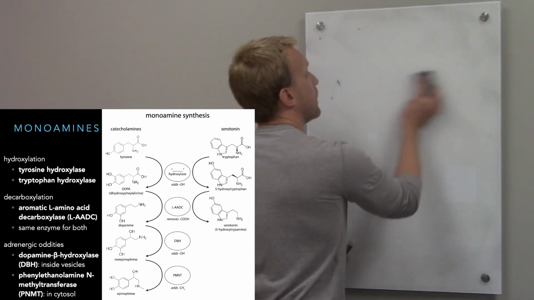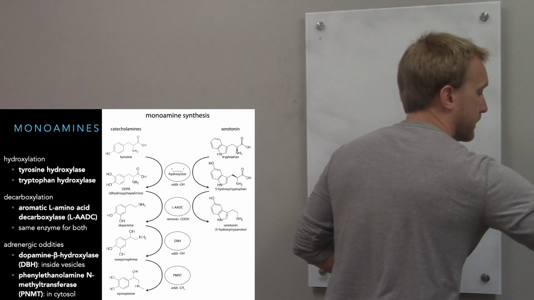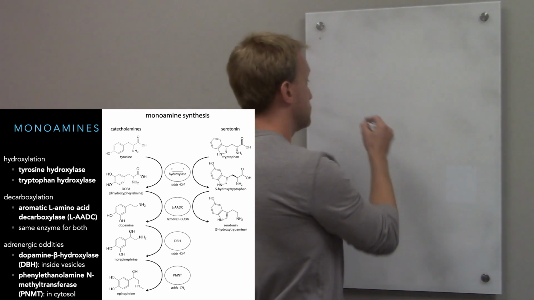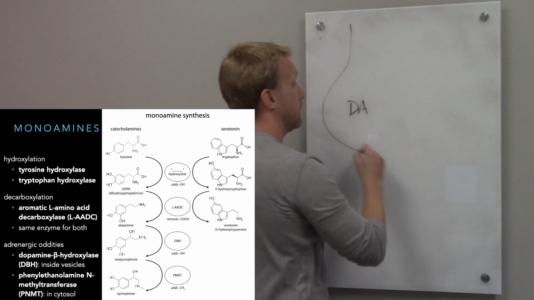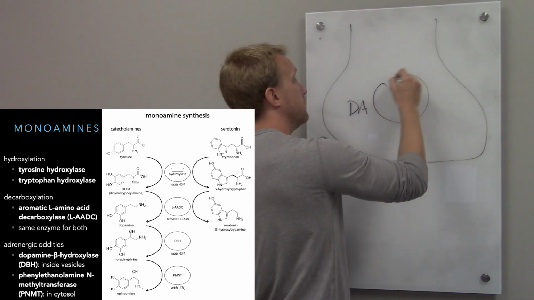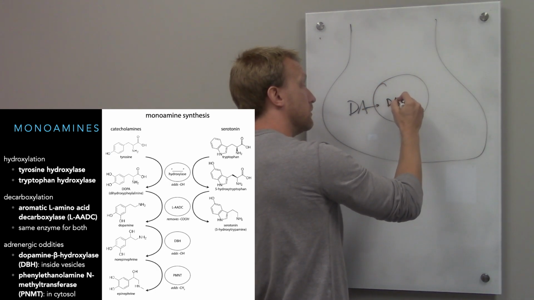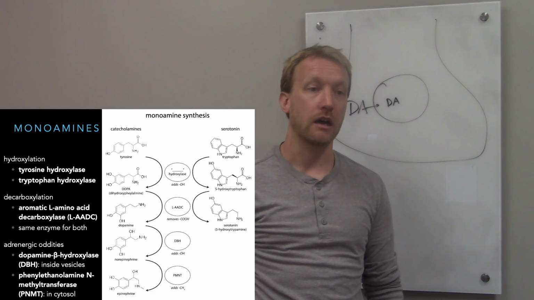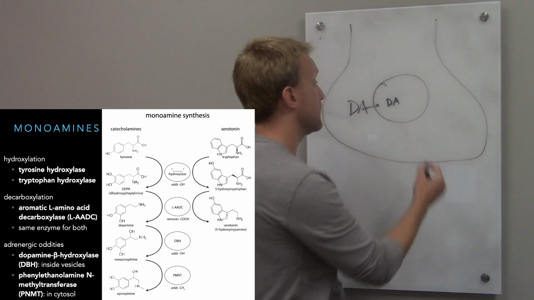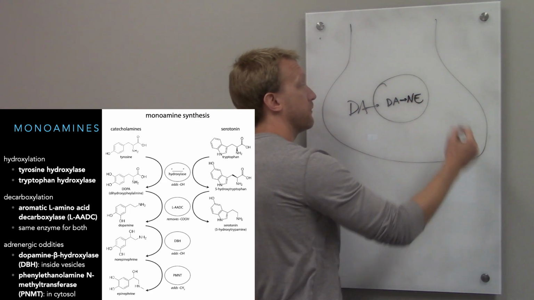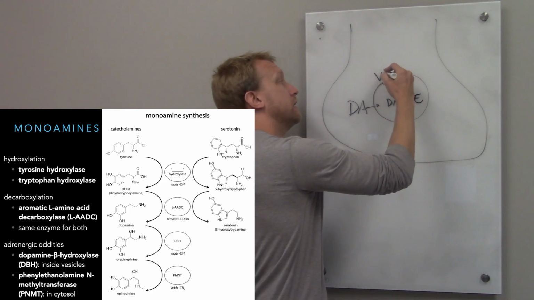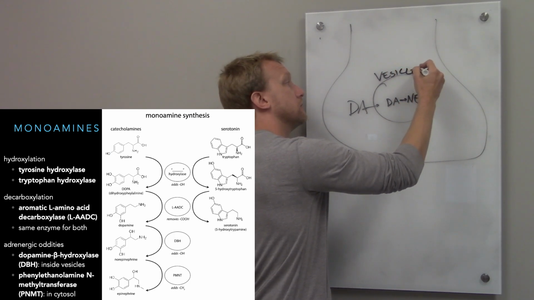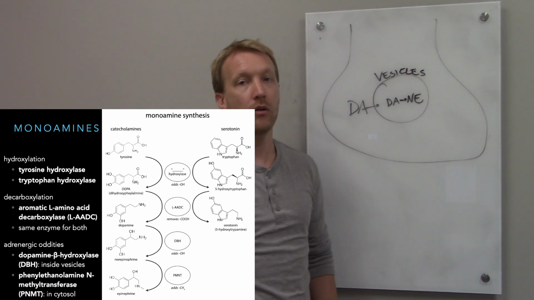So if you want to make norepinephrine, you've got to make dopamine first, and you have to then put that dopamine into a vesicle, because it's only in vesicles that we find dopamine beta hydroxylase. That's the enzyme that makes norepinephrine. So that's all done inside of vesicles. That's not so bad, though.